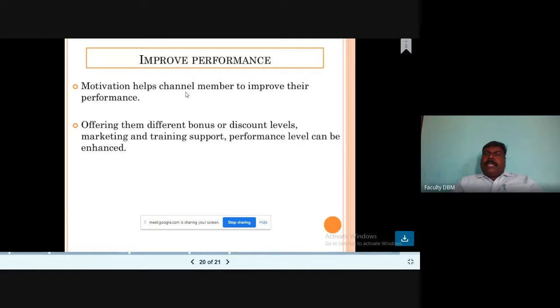Motivation helps channel members to improve their performance. If you are not going to motivate them, compulsory there will be no motivation towards sales. By offering them different bonus, discount levels, marketing, training, support, performance level can be enhanced. So the performance compulsory will be there.